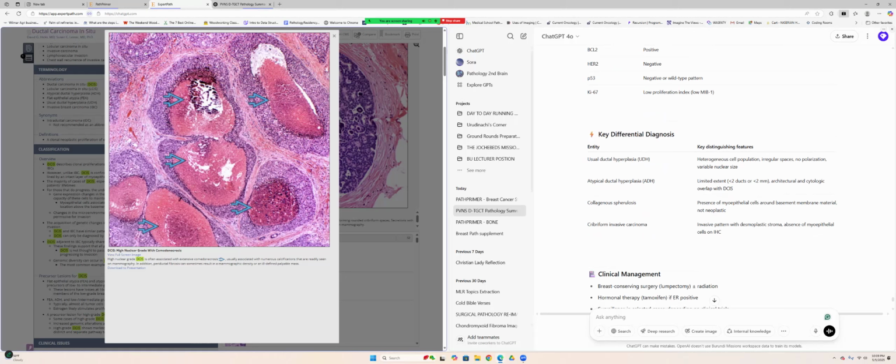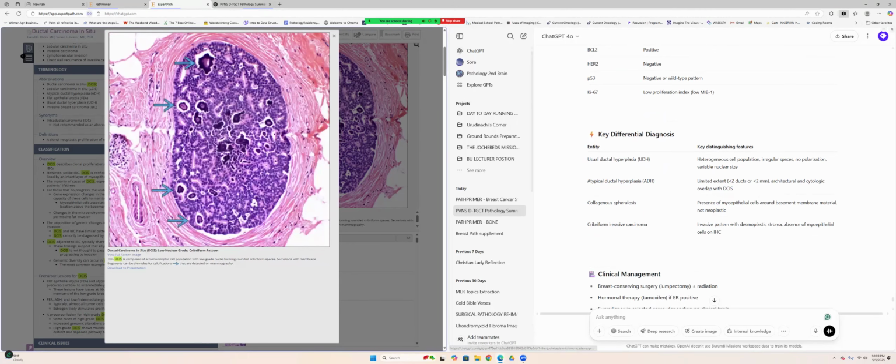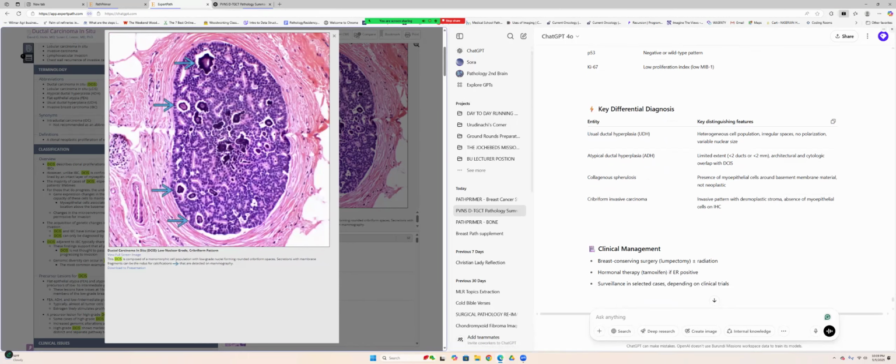It depends on whether it's low grade or high grade. I mean for the low grade one, proliferation is low. How do you differentiate it from ADH? ADH will be less than 2 millimeters on your ruler.